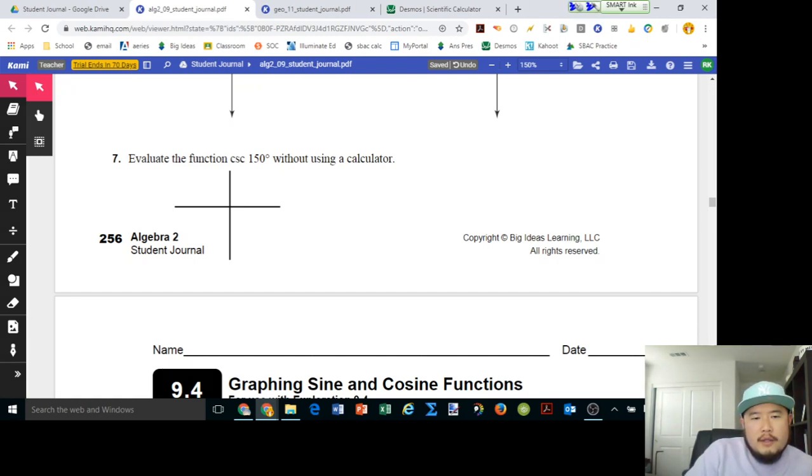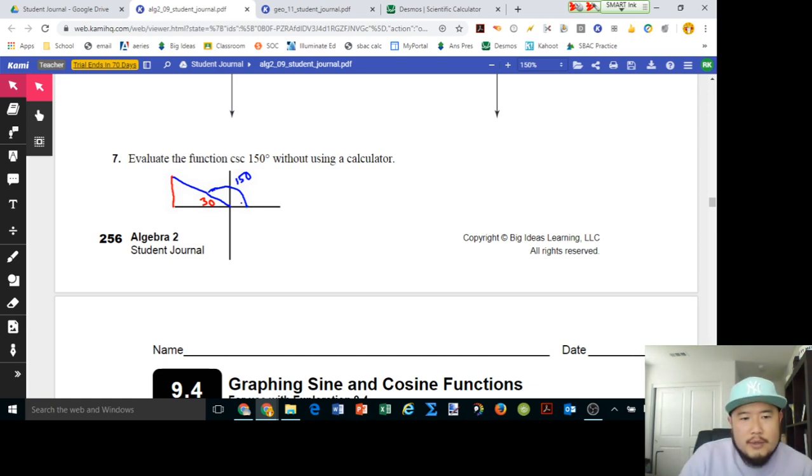All right, so let's figure out where is 150. We start from our initial side. We go from here to here. This is 90. And we go a little bit more, and we'll end up with 150 being right around here. So that's 150 degrees. Well, what I really need to figure out is our reference angle. And that happens to be from 150 down to our x-axis. That's 30 degrees.